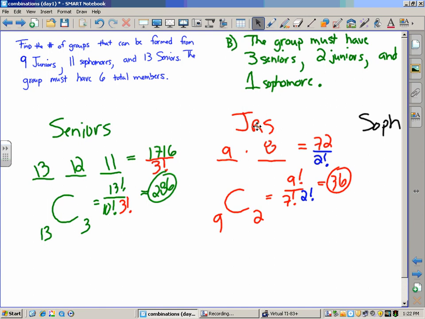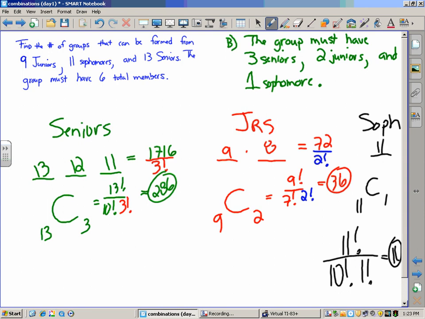Okay, and now our most important people over here, our one single sophomore. You can come over here and do a combination: I have a total of 11 sophomores, pick 1. You can do 11 factorial over 10 factorial times 1 factorial. You are more than welcome to use the formula. However, there's one spot. How many people do we have to choose from? 11. And we know this is going to come out to be 11. So what do we do now? I have 286 seniors, 36 juniors, and 11 sophomores.